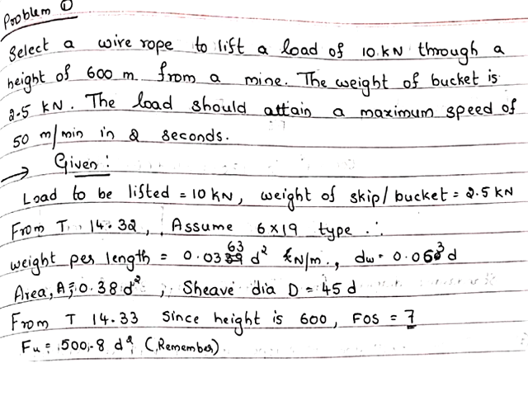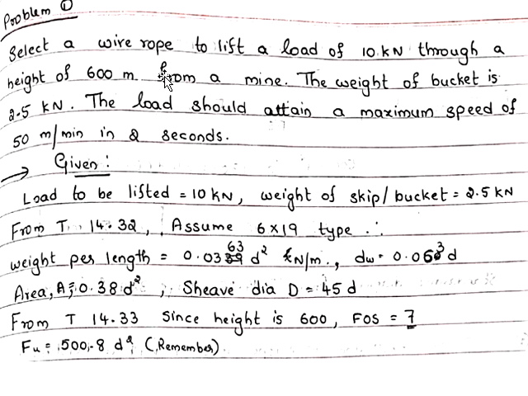Note down the given values first. Go through the first sentence. Load to be lifted is given, 10 kN. Identify whether bucket weight is given in the question. In the second sentence you can see the bucket weight is 2.5 kN. So while calculating the total weight to be lifted, you have to add 10 kN and this 2.5 kN bucket weight.